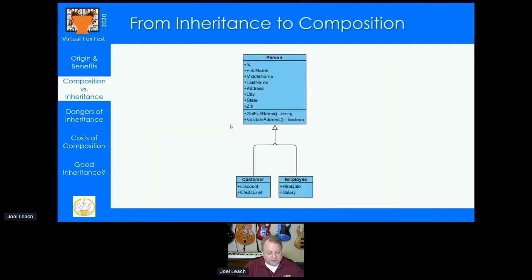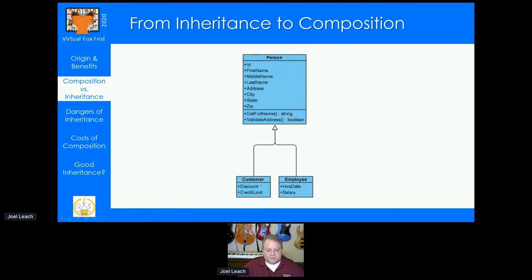So to understand composition even better, let's take a look at some business classes that use an inheritance structure and see how we might transform those to use composition. So in this diagram, our three classes are back, but we filled them out in more detail. Our person class still has our ID and name fields, but I've added some address properties. And then we also have a couple of methods, get full name and validate address.